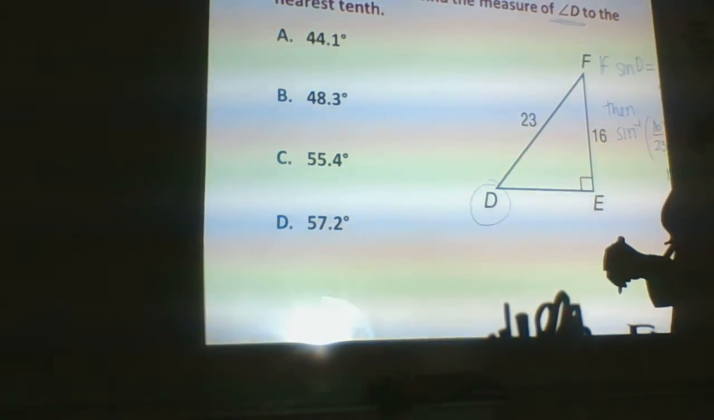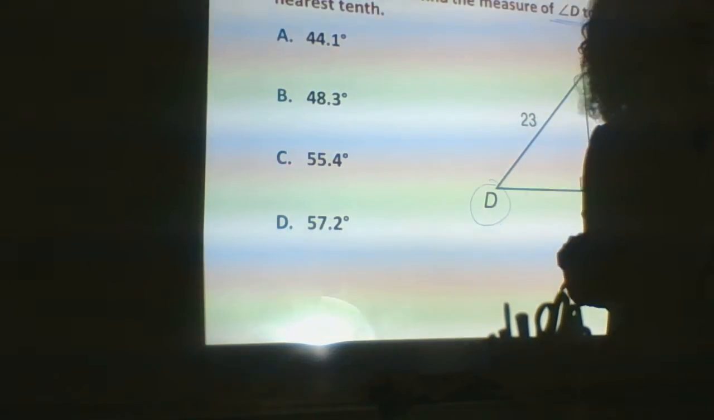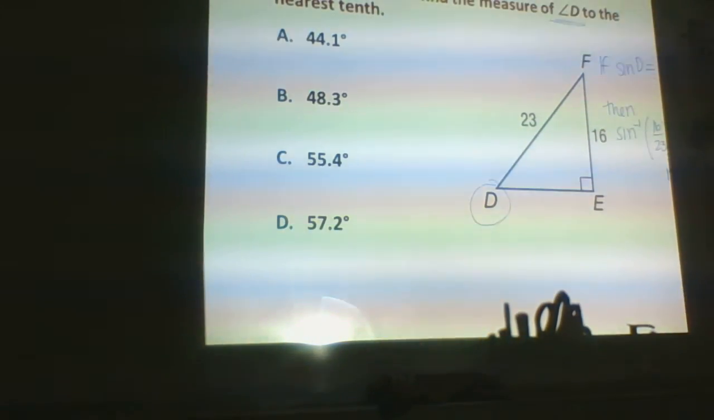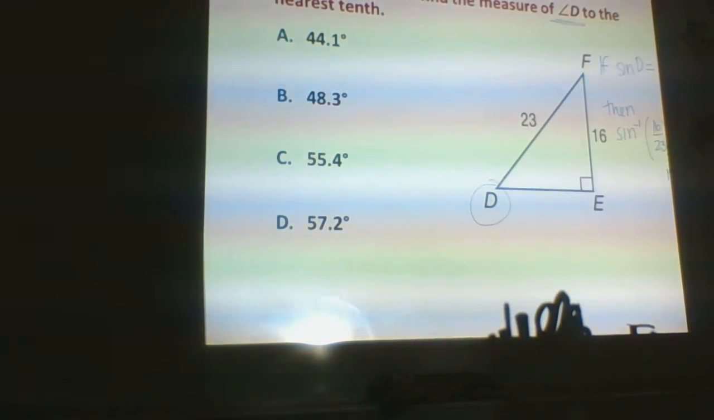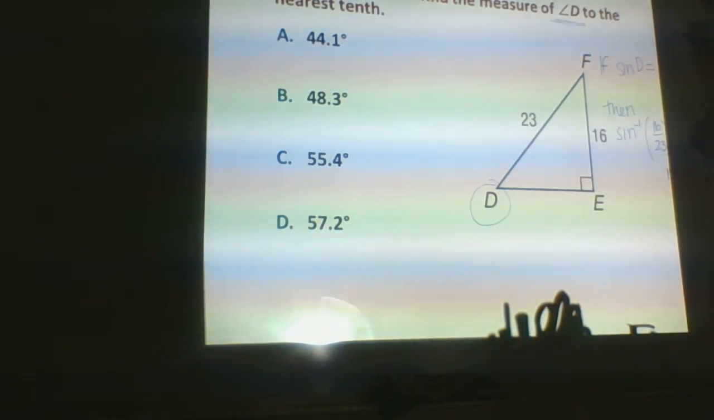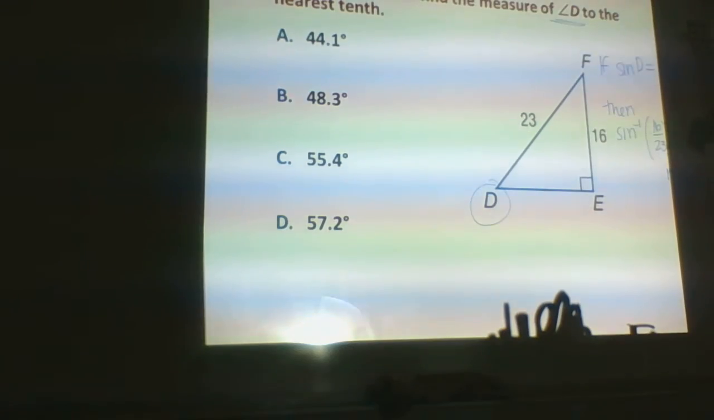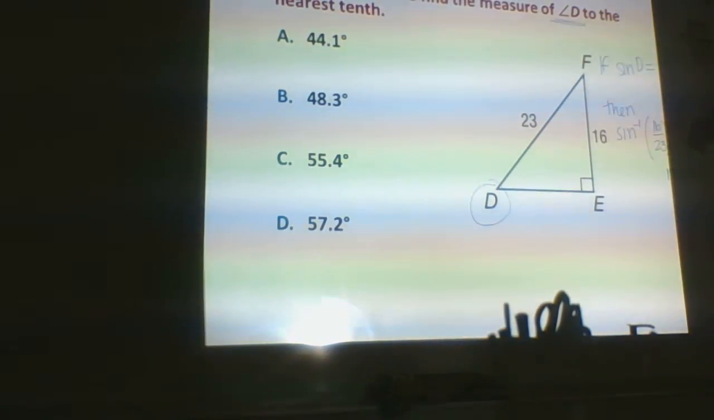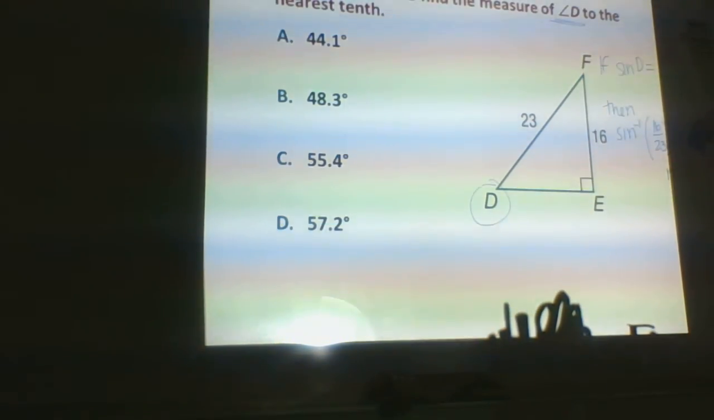Tell me what that answer is. It's 44.1. Okay, because it's rounded to the nearest tenth.